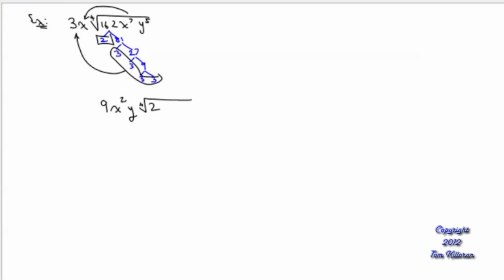Now when 4 went into 7 and they pulled out 1, how many were left behind? 3, so that'd be x cubed. And then 4 went into 5 once with a remainder of a single factor of y. And there's your answer.